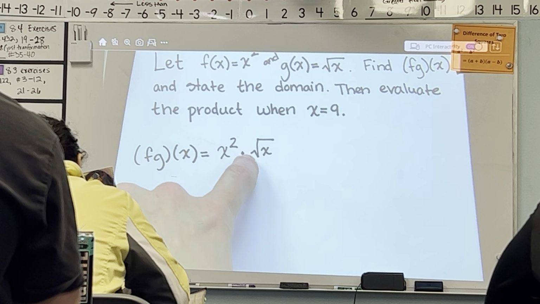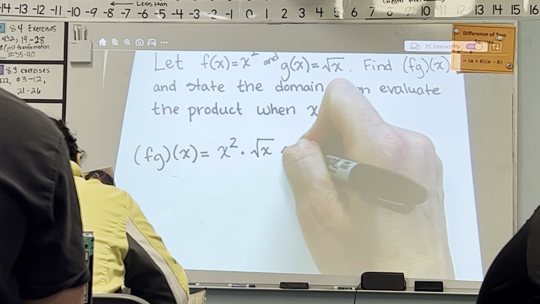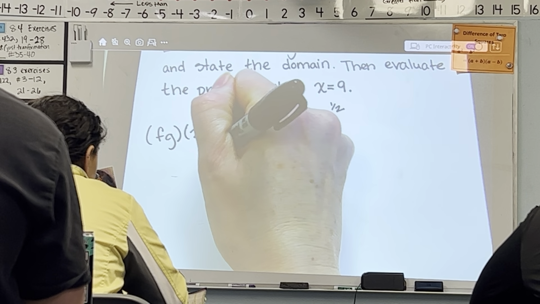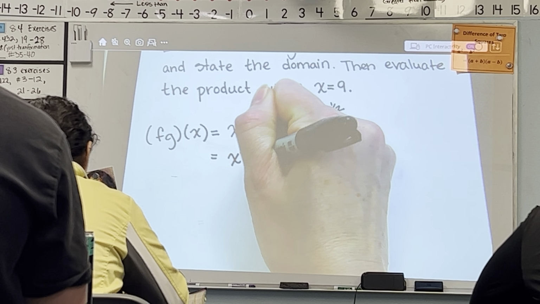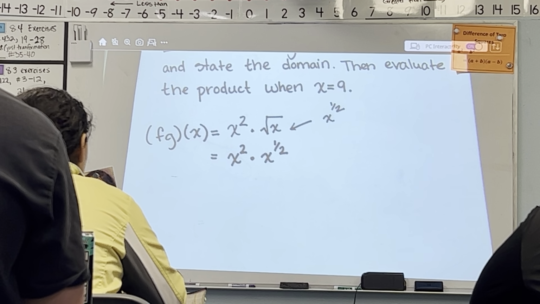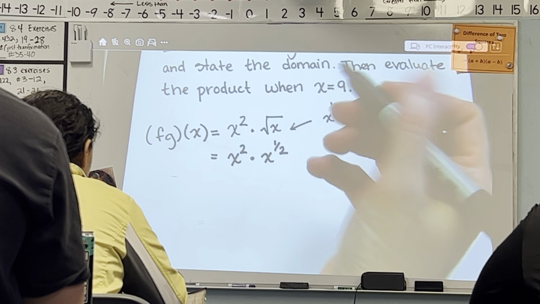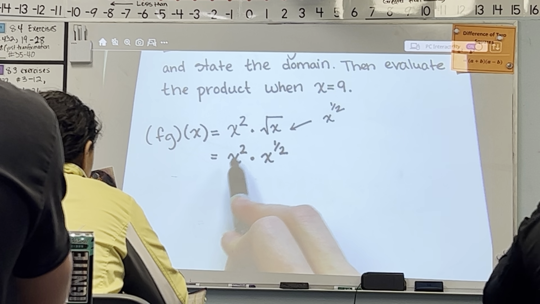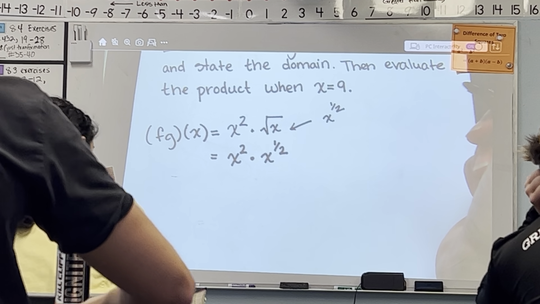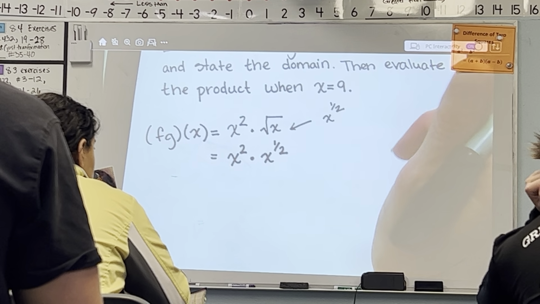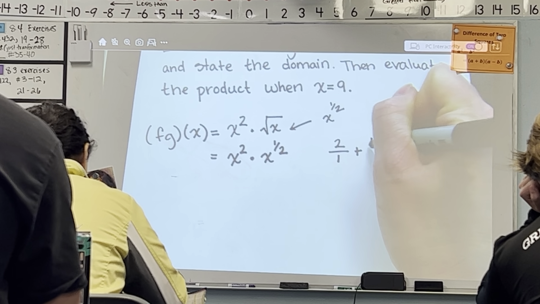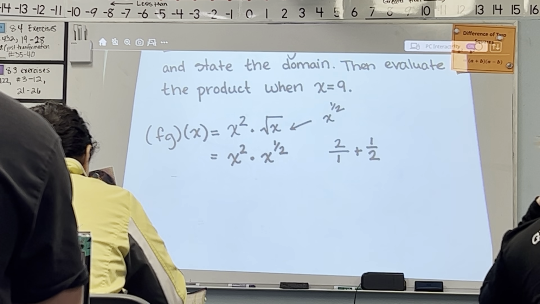So remember that this is the same thing as x to the 1/2. So we're gonna make it that, and then when you're multiplying exponents, you add the exponents. It's not x to the 2 times 1/2, because we don't multiply the exponents. We add them. 2 plus 1/2, not times.